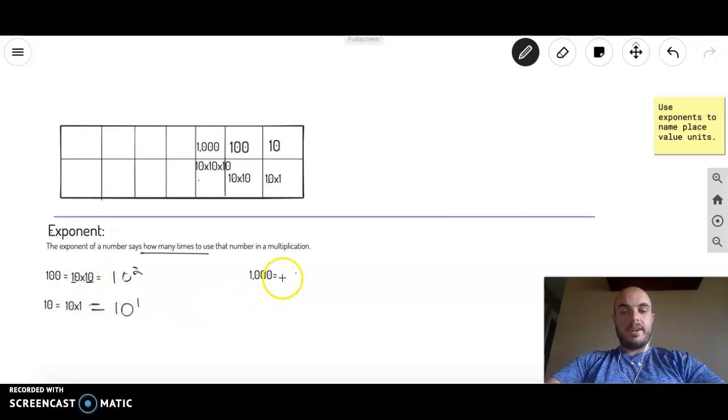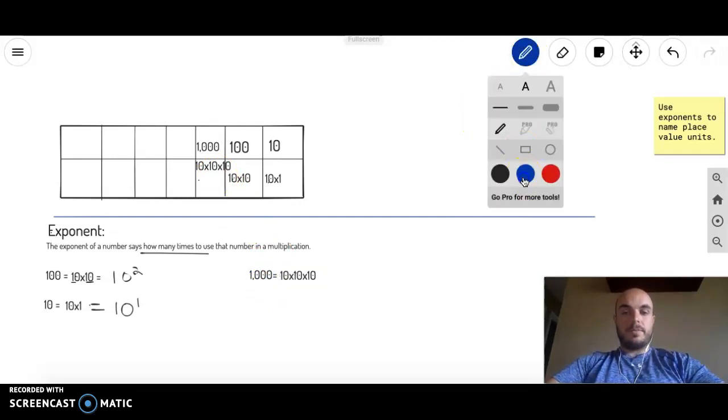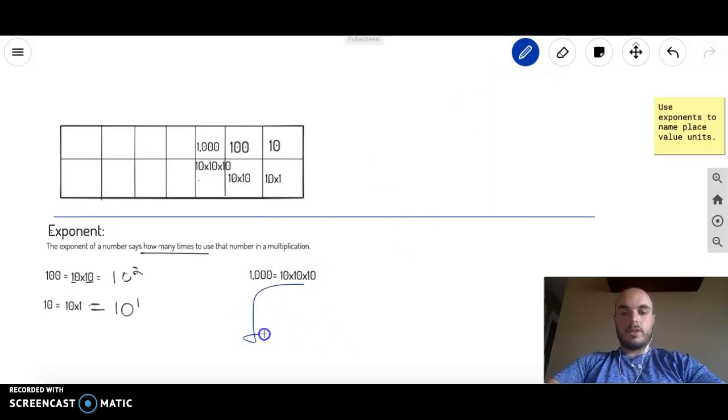So as we noticed up here, 1,000 is really 10 times 10 times 10. If I really want to break that down, I'll draw an arrow here. 10 times 10 equals 100. Multiply it times 10 again, because I'm using all 3 of those 10s, I get 1,000. Let me draw this 0 just a little better.